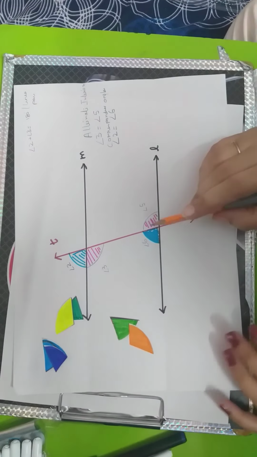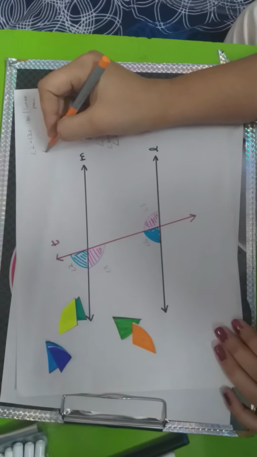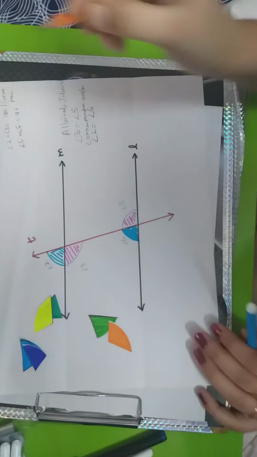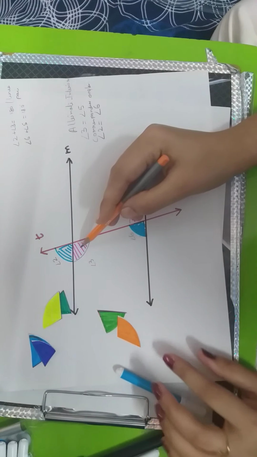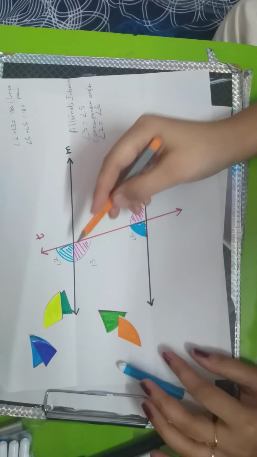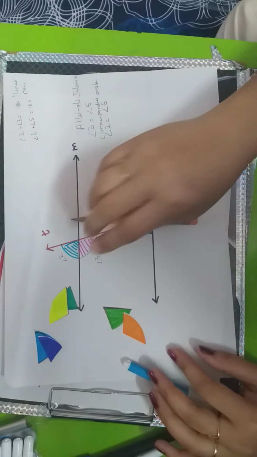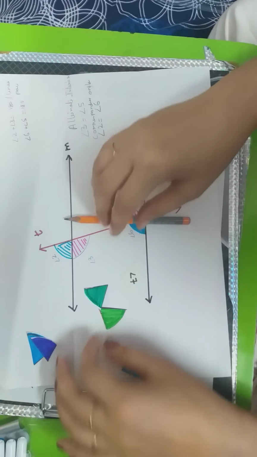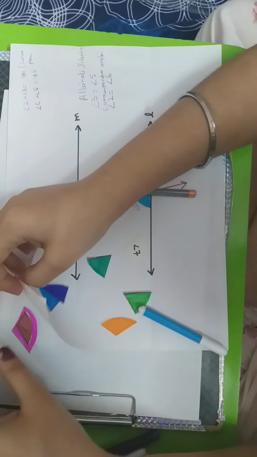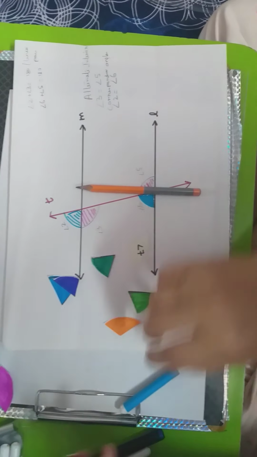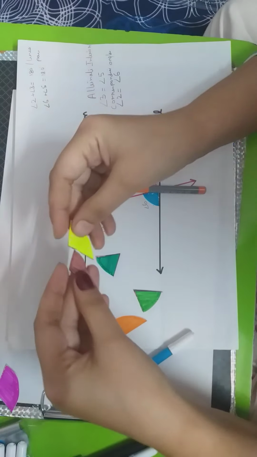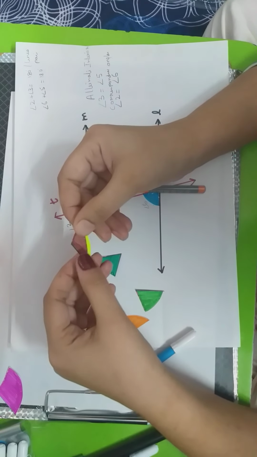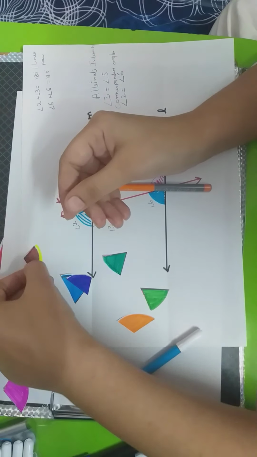Now angle 6 and angle 5 are forming a linear pair. Similarly, I will now compare angle number 3 and angle number 7. This is my angle number 7 and this is angle number 3. Are they coming to be equal? Yes, they are coming to be equal.